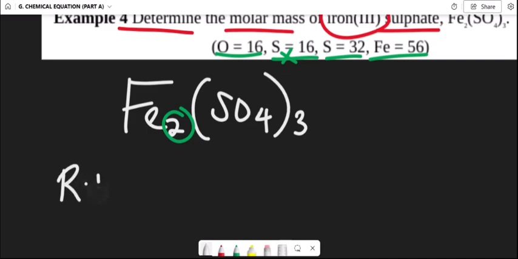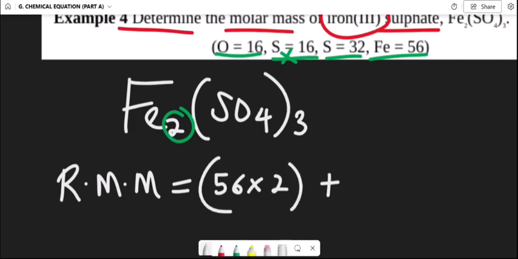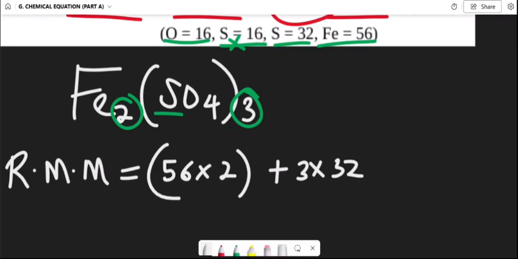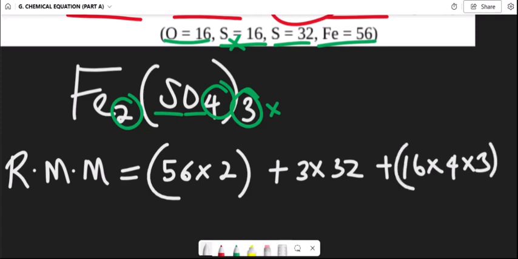For me to get the relative molecular mass of iron(III) sulfate, I will say 56 multiplied by 2, then plus, in this case, this is sulfur. We have 3 atoms of sulfur. So I will say 3 times the relative atomic mass of sulfur, which is 32, plus, in this case, I have oxygen. We have 4 atoms of oxygen, and also we have 3 groups. So that's oxygen, which is 16, we multiply by 4, and also multiply it by 3.